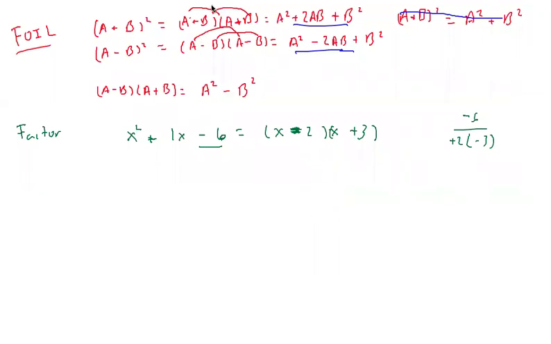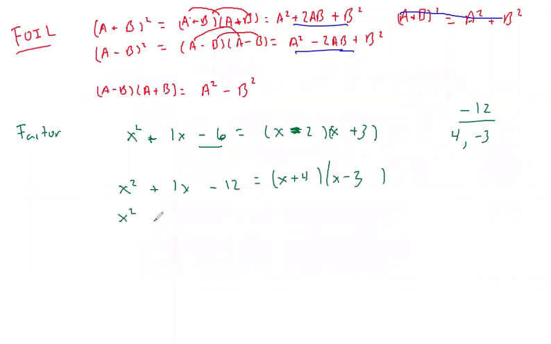Let's do another one of those that we did before. What would this be? x squared plus 1x minus 12. Okay, what two factors of negative 12 add up to positive 1? Be 4 and negative 3, wouldn't it? So we'd have x plus 4, x minus 3. Another one would be x squared plus 12x minus 12.